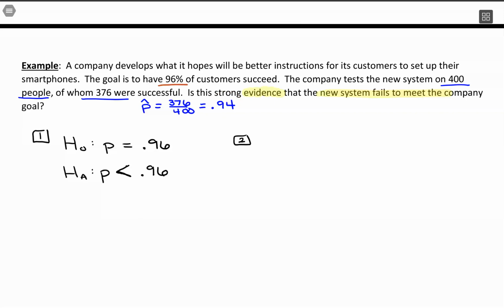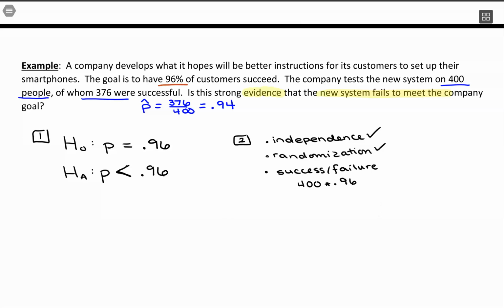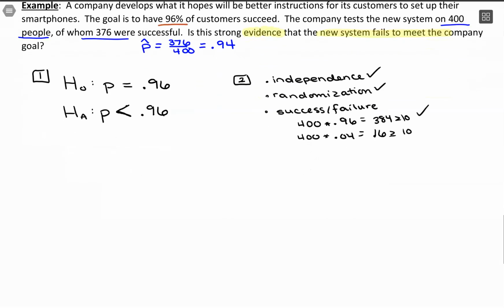All right, then our second step, we're going to check independence, which will say yes, and randomization. We'll go ahead and say yes, even though it doesn't say we have a random sample, we'll assume we're good there. Then success failure. So taking our sample size of 400 times the 0.96, sample size of 400 times 1 minus that value, which would be a 0.04. So we're going to have 384 and 16. So both of those are more than or equal to 10. So we're all good to go there. So there's our first two steps.